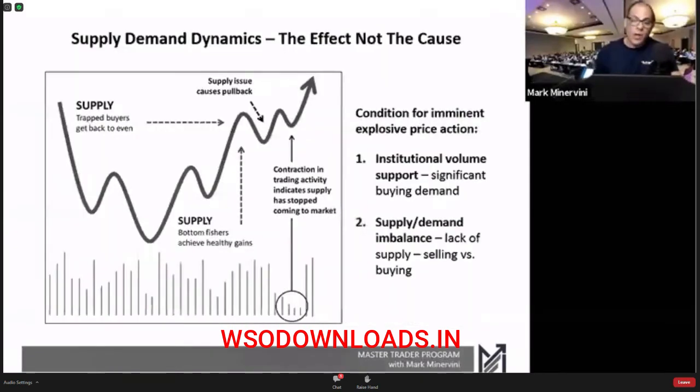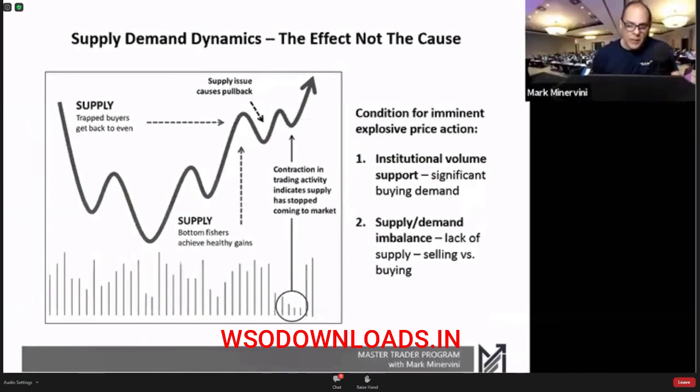Okay, let's talk about why this is important. This is just the law of supply and demand. There's no magic here. It's not because people are looking at it. It's not the cause, it's the effect. That's what you have to remember. People think, well, if everybody uses the cup with handle, it's a self-fulfilling prophecy, or if everybody uses it, it won't work anymore. It just doesn't work like that. Supply and demand is supply and demand, and these are just the footprints of supply and demand. Hopefully, after I show you what I'm about to show you, you'll understand that too.